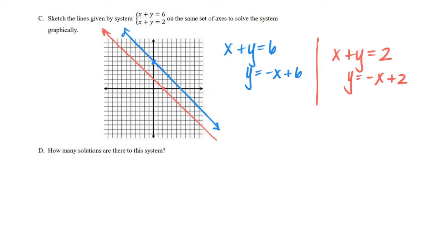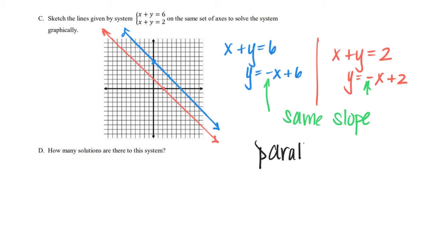Now, that's interesting. If you look at these two lines, they do not intersect. And the reason they do not intersect is that these slopes are the same. If they have the same slope, hopefully you remember from geometry, that means that the lines are parallel. And parallel lines never intersect. So how many solutions are there to this system? There are no solutions, because the two lines do not cross.